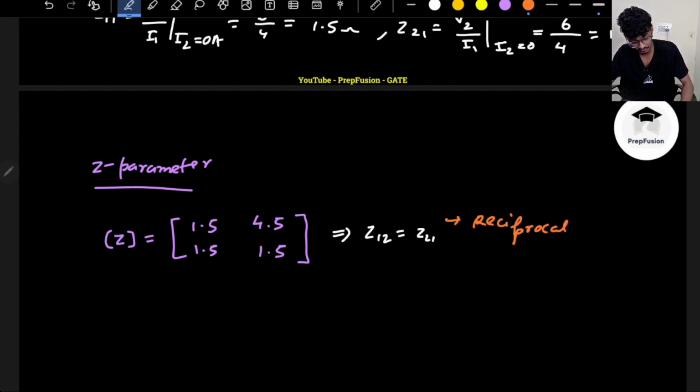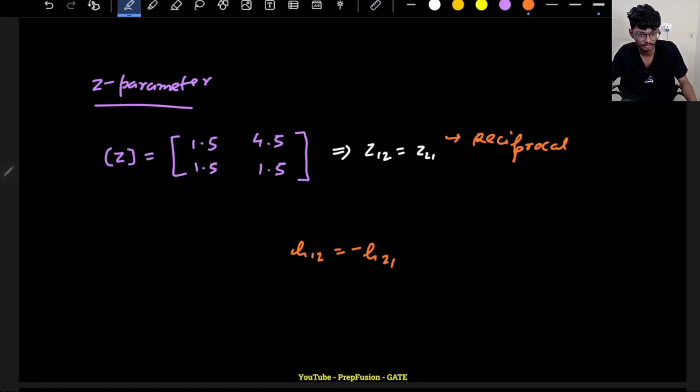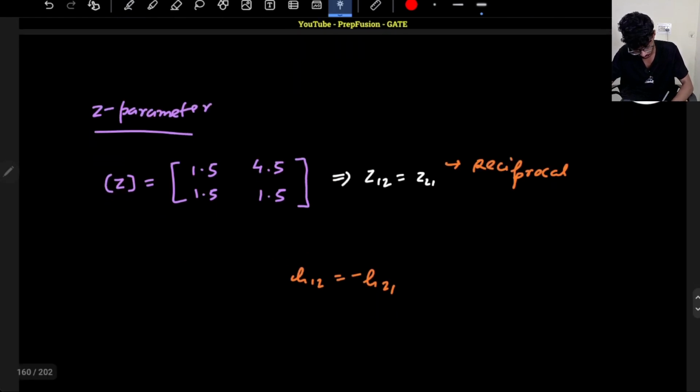So if the network is reciprocal, what is the condition for the H parameter? My determinant of H should be equal to 1. Sorry, no. It will be my h12 should be equal to minus of h21, right? Very small modification, h12 should be equal to minus of h21. That is the condition for reciprocal, correct?